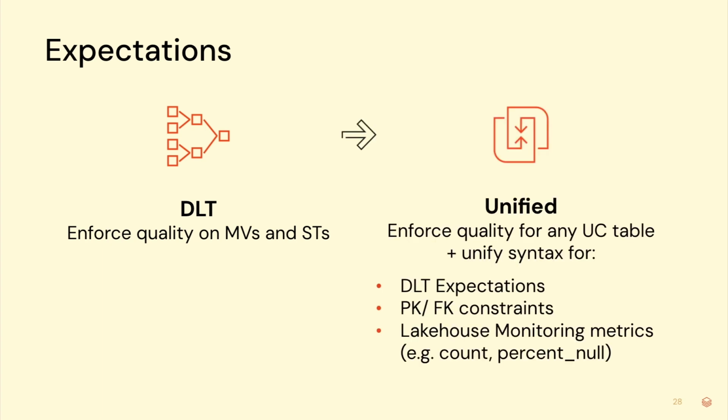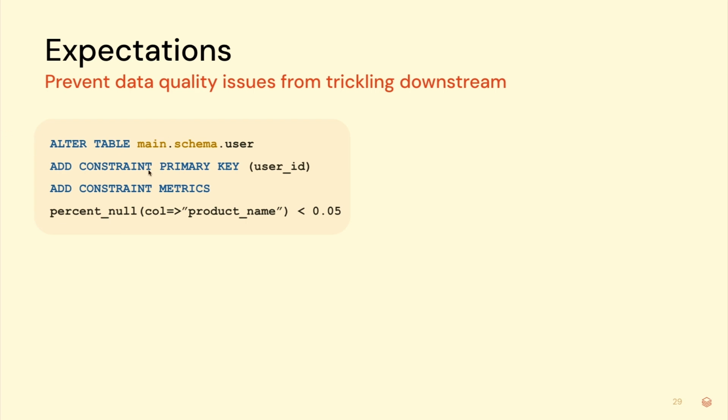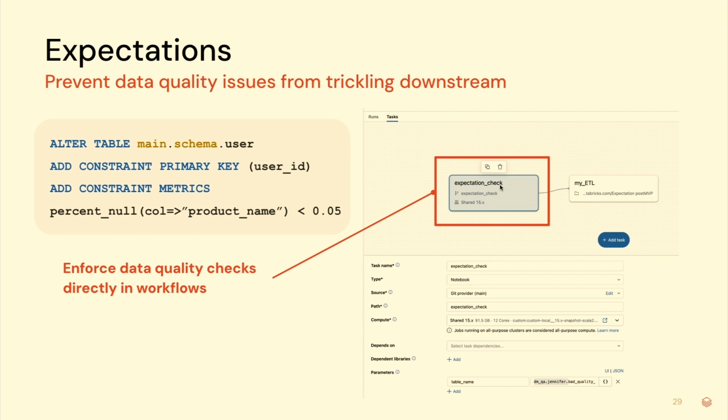So what this will look like is we'll unify the syntax. So across DLT expectations, primary keys, foreign keys, and Lakehouse Monitoring aggregate metrics, you get this world where it's a streamlined experience to enforce quality across Databricks. So what this means is you can write primary key constraints like this or aggregate metrics like percent null, and then you can orchestrate your workflows to include an expectation check that will basically enforce these quality expectations directly in your workflows. From there, that's where you can get alerted, you can fail the job, or you can drop a record.